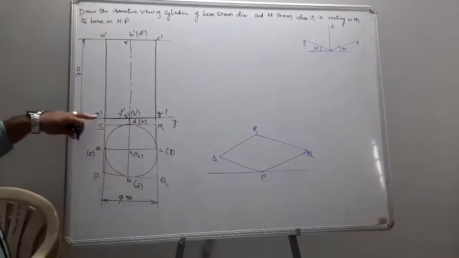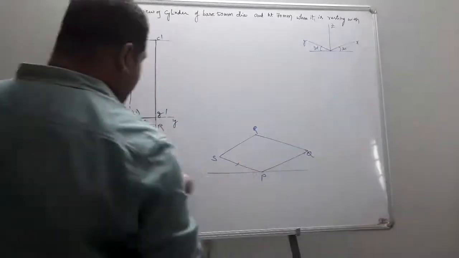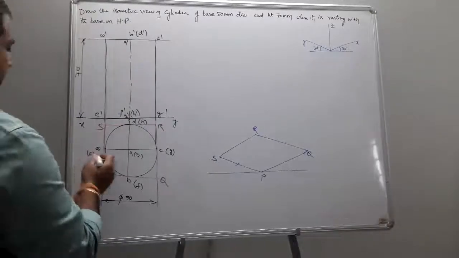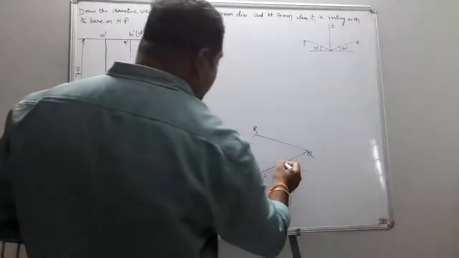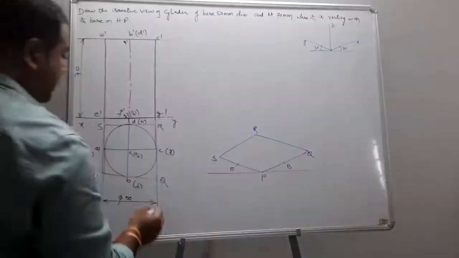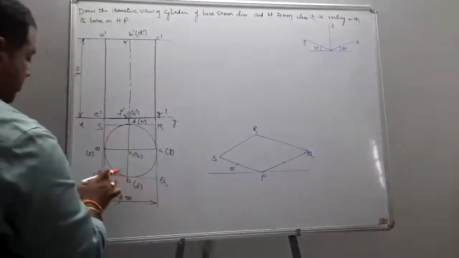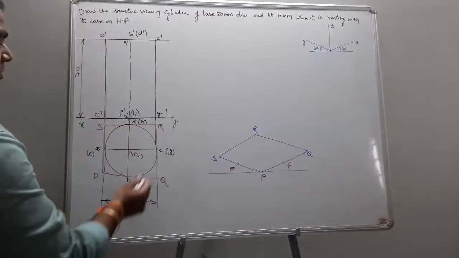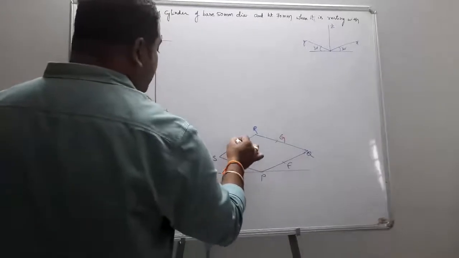The bottom base points are E, F, G, H, right? In SP, the point in between is E, right? So this becomes your E. Next, P and Q, the point is B. Next, R and Q, the point is, sorry, here it is going to be F. The bottom points are E, F, G, H. So here it is G and here it is H.